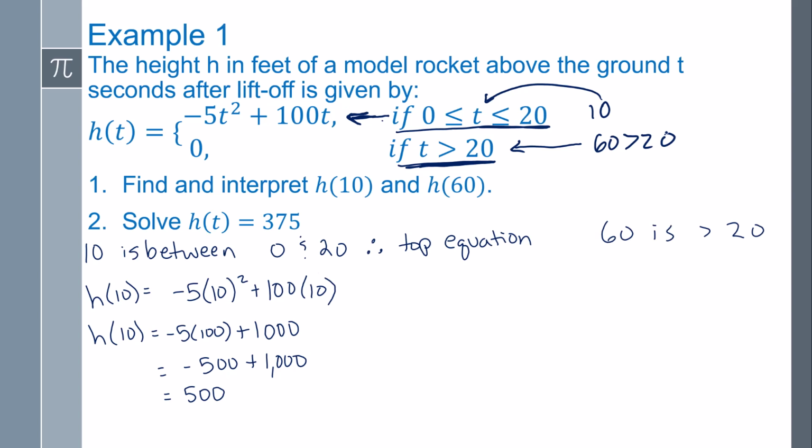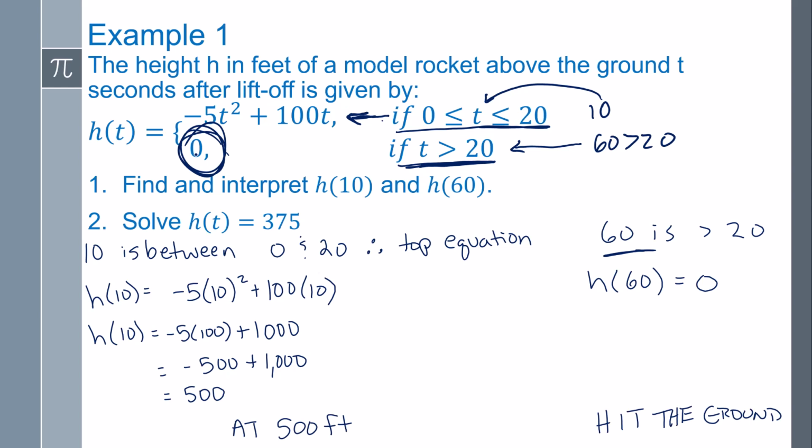And then for the other equation, since 60 is going to be greater than 20, h of 60 is going to be 0. Because no matter what you plug in, it's going to be 0. Now, what does this mean? So the interpreting part, that 500 was 500 feet, and at 0, it means it hit the ground.